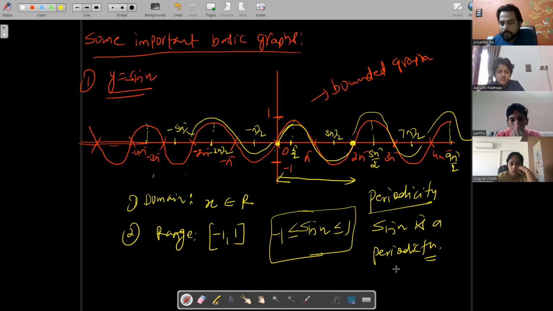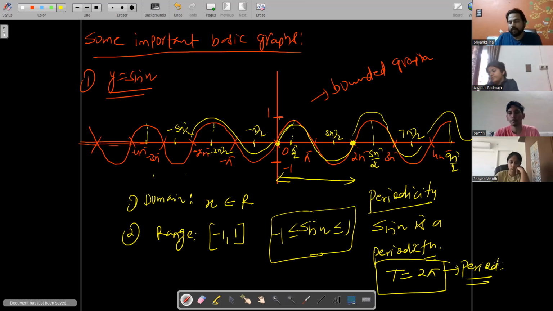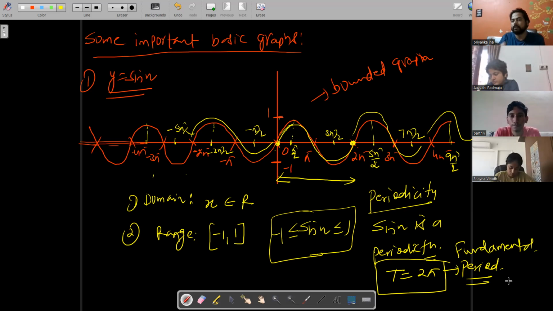So the periodicity of this graph is 2 pi. This is called the period of this graph. We represent it by capital T. Period of sin x, and you will call it the fundamental period. Fundamental period means after this interval, the graph will repeat its shape.